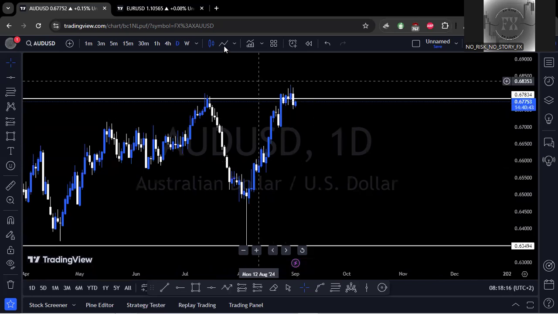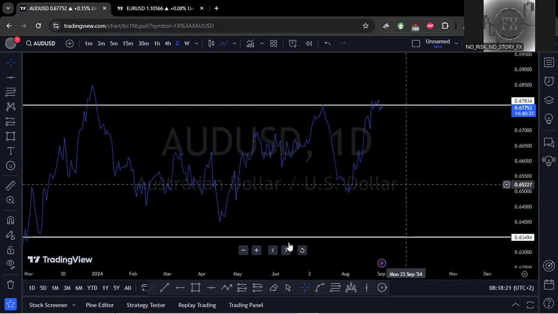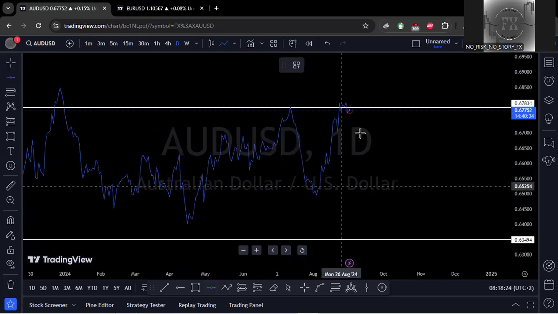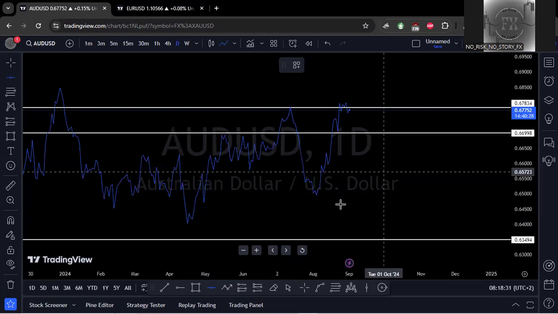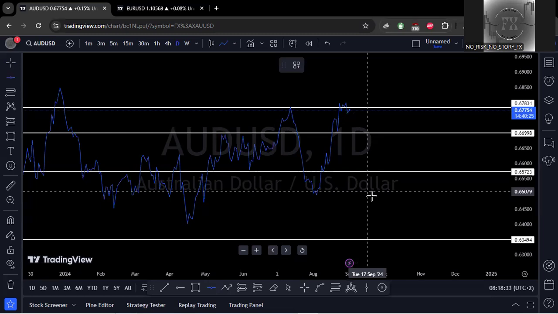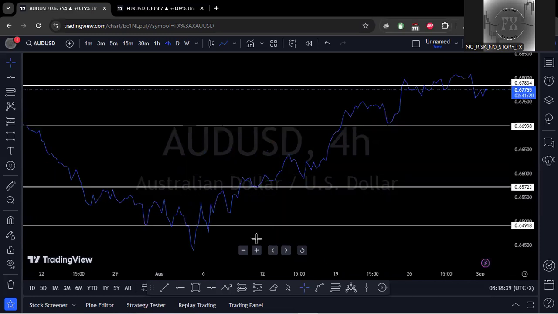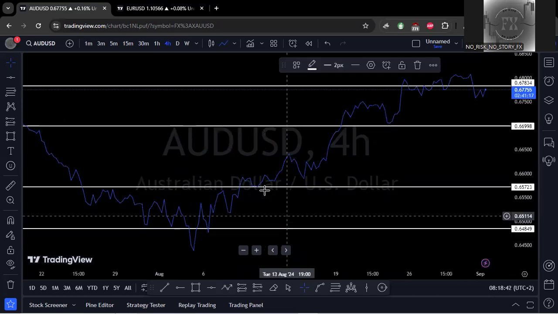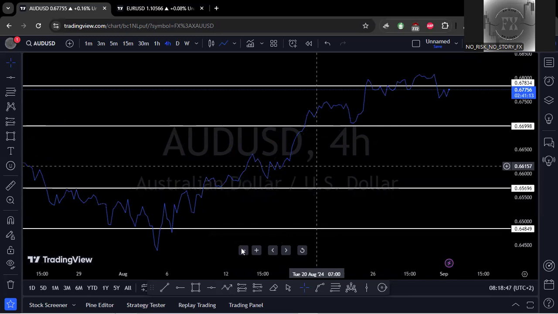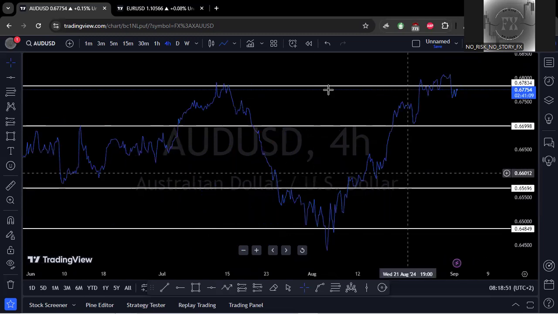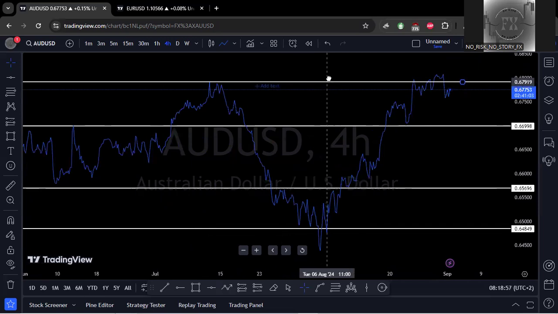So I like to switch to my line chart now and just identify those areas where I think the market respects the most, like these ones, and probably this one too here. I like to go to my 4-hour time frame and adjust my zones nicely. I think I'm going to put it like this.